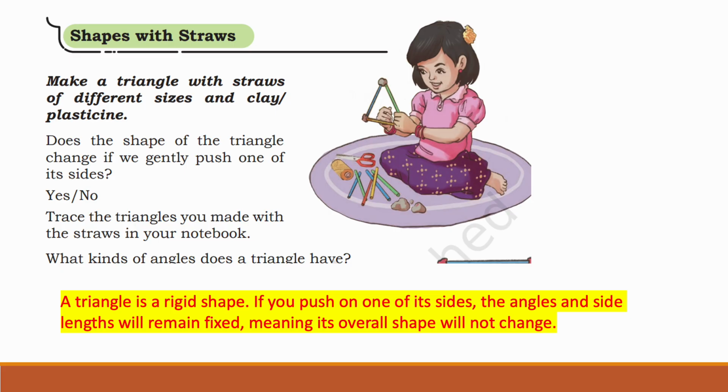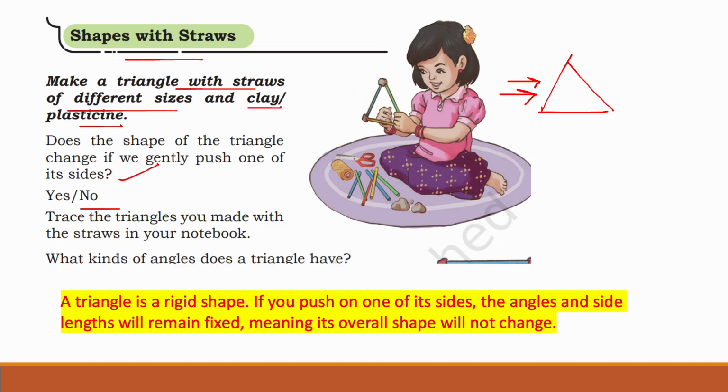Shapes with the straws. Make a triangle with the straws of different sizes and clay or plasticine. So you can make a triangle using some straws and clay or plasticine. A triangle has three sides. Does the shape of the triangle change if we gently push one of its sides? If we gently push one of its sides, see, this is a triangle. If you push gently on one of its sides, does the shape of the triangle change? Yes or no? No. Why?